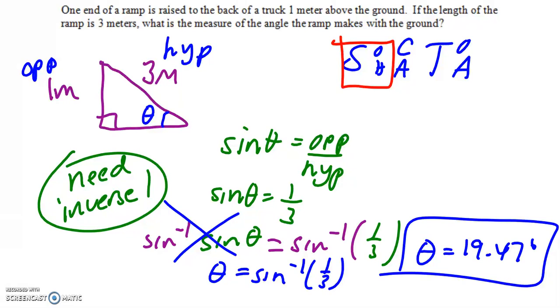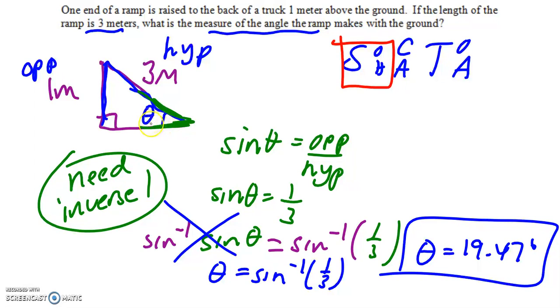Hey guys, so to check in with you, I drew my little triangle here. I said that the truck 1 meter above the ground would be my vertical distance. The length of the ramp I knew had to be diagonal if you picture a ramp against a wall, so I called that 3. And I wanted to find the angle that the ramp makes with the ground, so I called this my unknown theta.